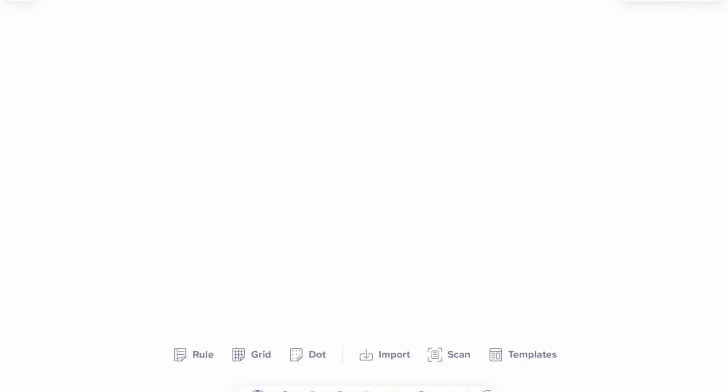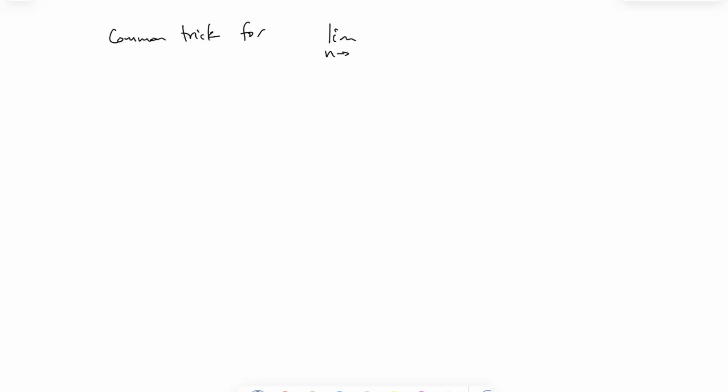So a common trick for sequences, if you want to do the limit as n goes to infinity of a sequence like this. Like I said last time, you can usually use all of your same tricks from limits of continuous functions as x goes to infinity. I would say the most useful one of these tricks that you've learned would be: put the n's in denominators.